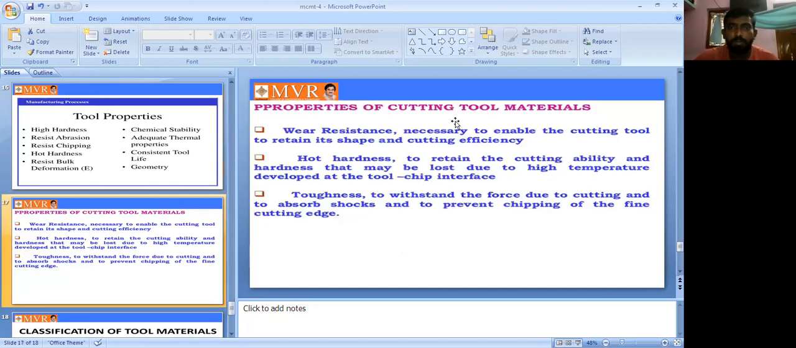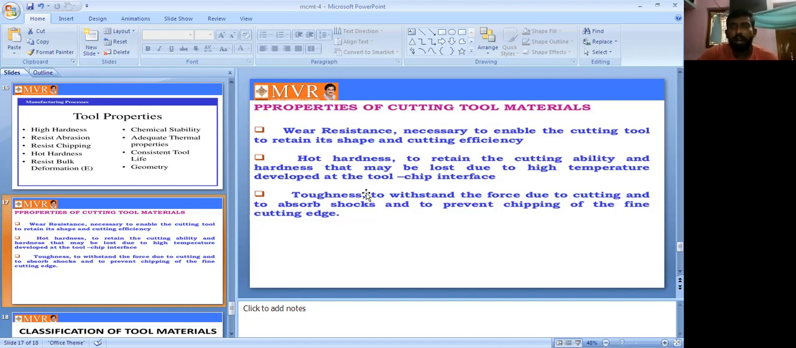Next, the properties of cutting tool metals: wear resistance is necessary to enable the cutting tool to retain its shape and cutting efficiency. So wear resistance is very important. It is a good property for a cutting tool because it retains its shape and cutting efficiency.